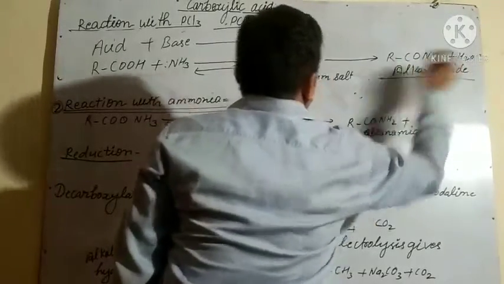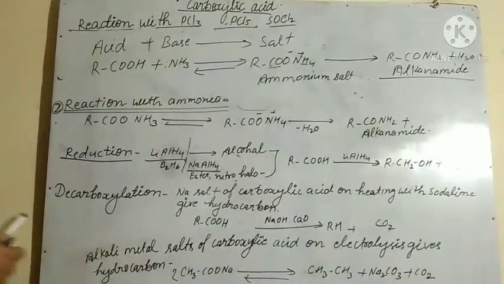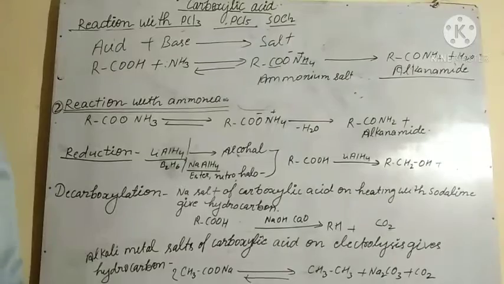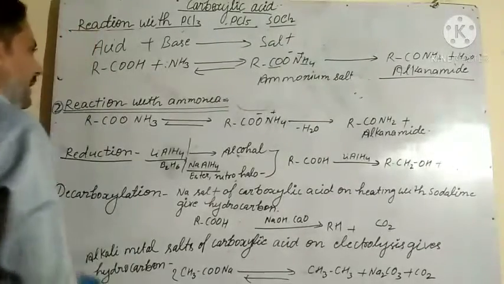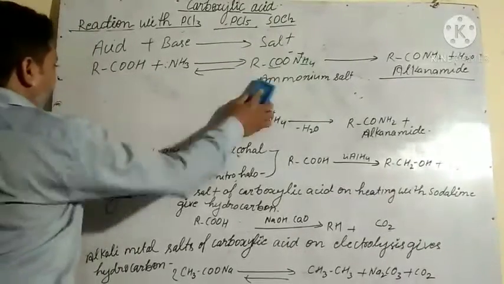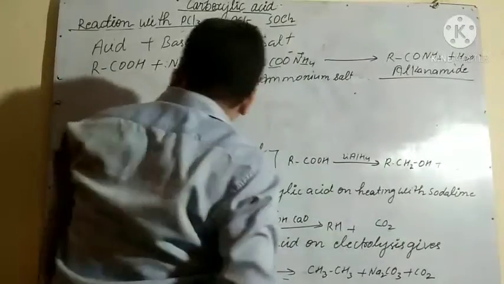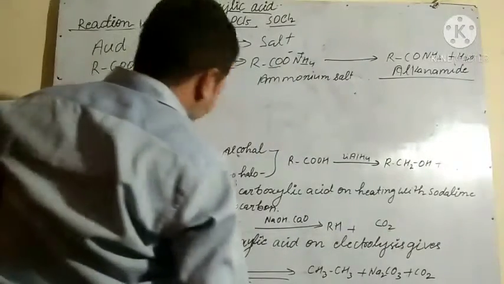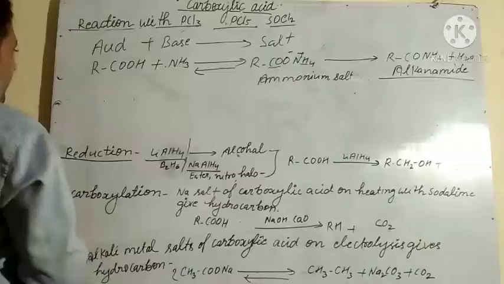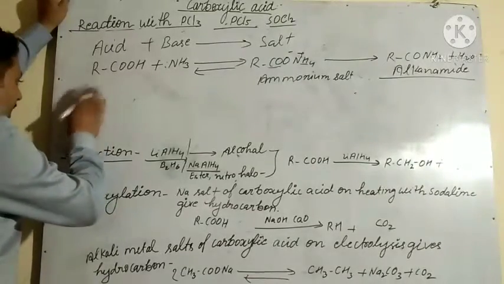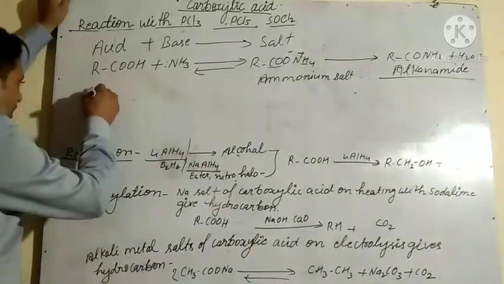Alkanamide. Any acid we are taking reacts with ammonia and forms a salt, which on heating gives alkanamide. Let us take another example of this. What example can we take? Here we can take this. I think you would be able to write the product here.